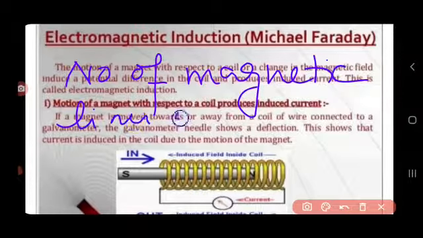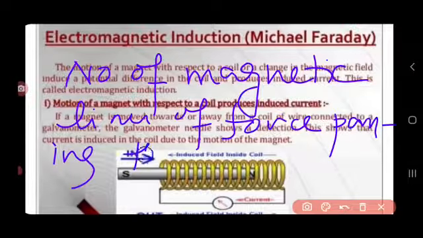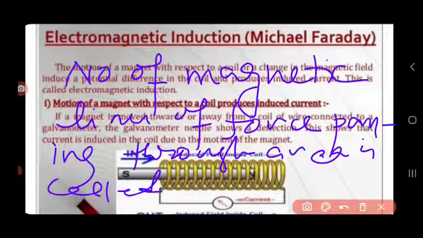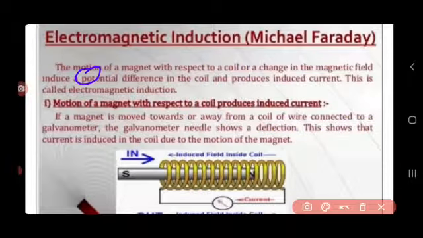Now magnetic flux is denoted by phi. So phi is equal to B dot A. It is a mathematical representation of magnetic flux. So magnetic flux is equal to BA cos theta, and this is the expression of magnetic flux. Phi is equal to BA cos theta, where B is the magnetic field, A is the area through which magnetic field lines are passing.